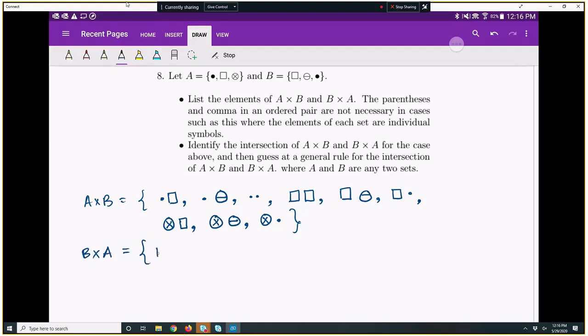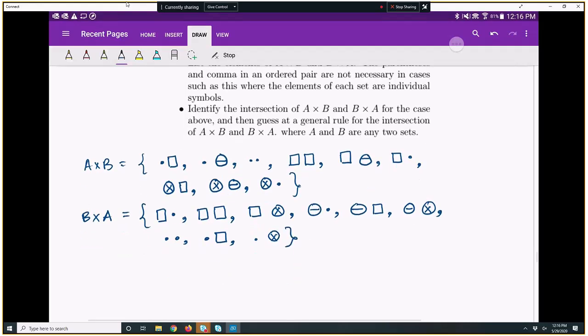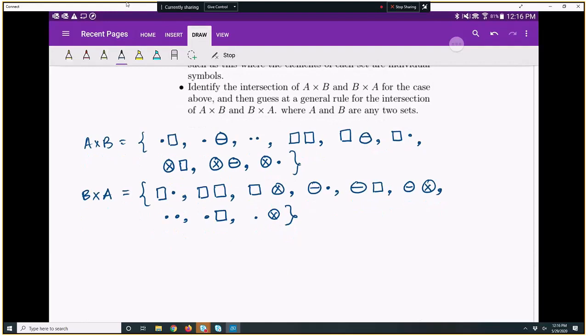B cross A is going to be square dot, square, square, square, cross, and so on. I'll list them all out. Dot, dot, dot, square, and dot, cross. Then it says, identify the intersection of A cross B and B cross A for the case above.